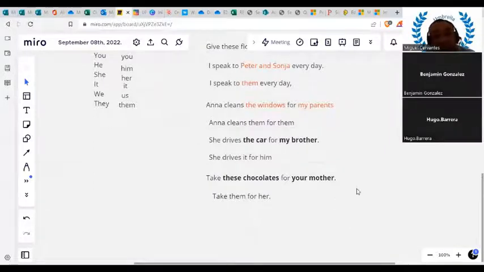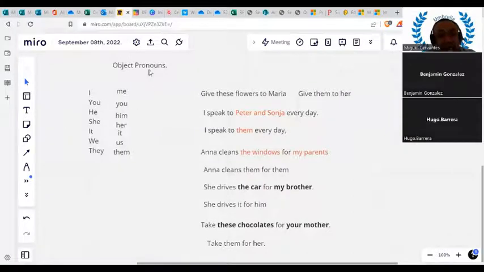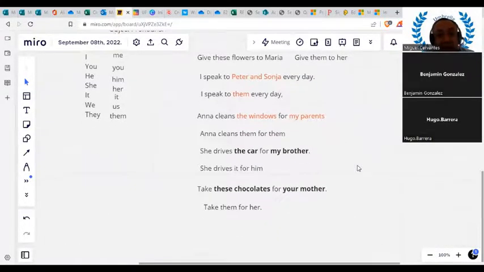Excellent, friends. Remember, there is one condition, okay? One condition is that we can only use object pronouns when we previously mentioned the action or the activity. For example, if I say to Benjamin, "Take them for her," and I didn't mention the context before, obviously Benjamin won't understand.